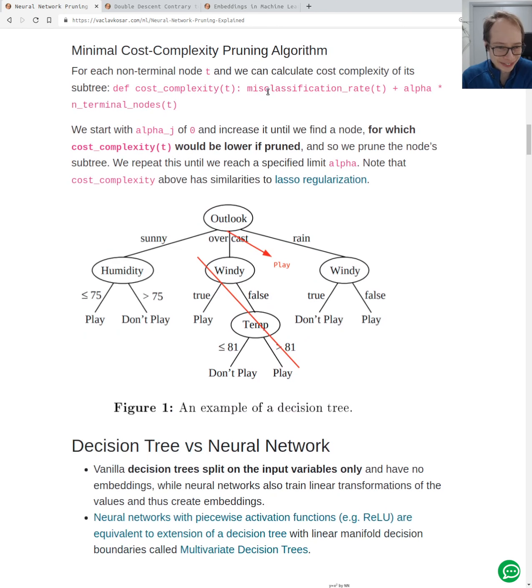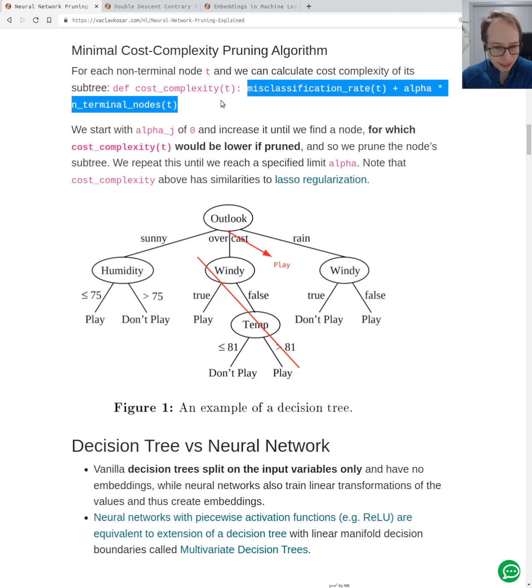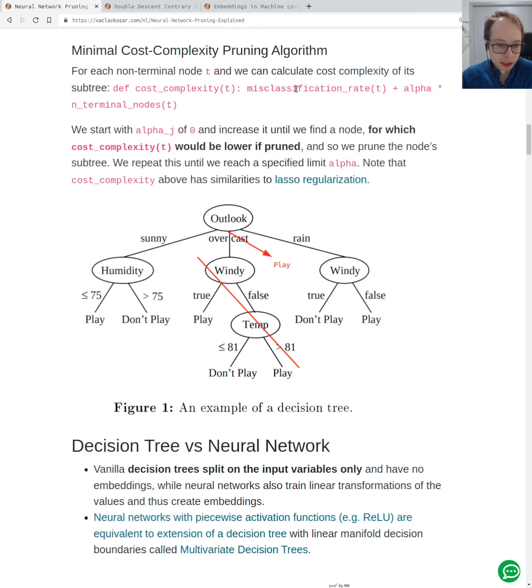What's interesting about the algorithm is that it uses this cost complexity, which is basically a loss. Here it's the misclassification rate plus some alpha times a regularization parameter. In this case, it's the number of terminal nodes in the subtree.